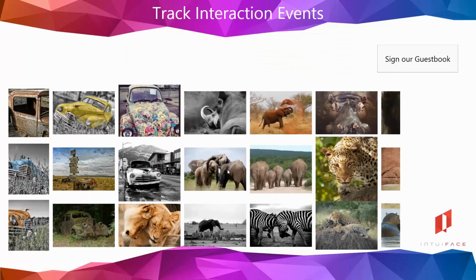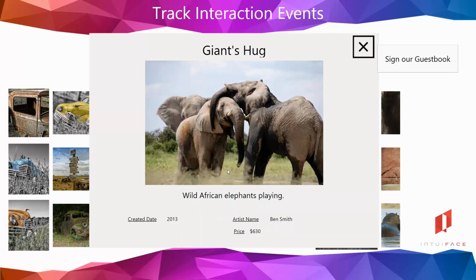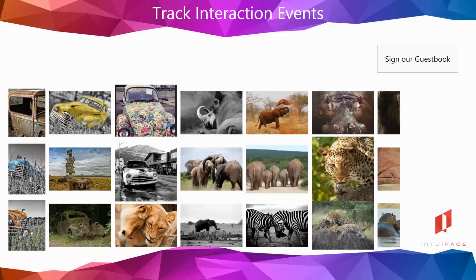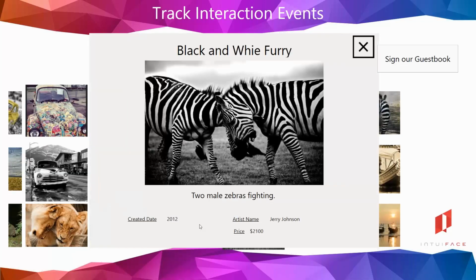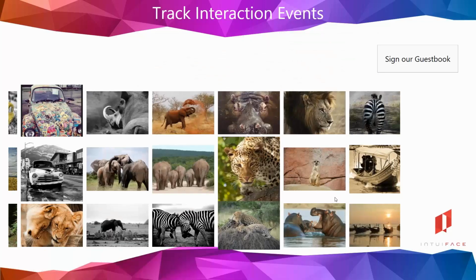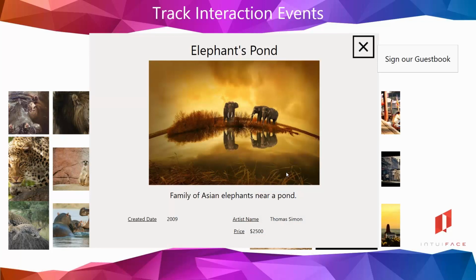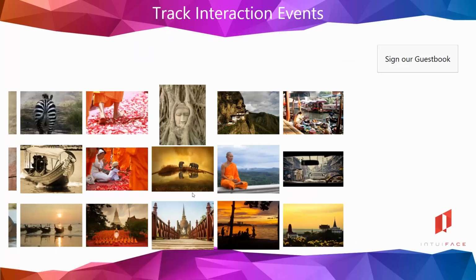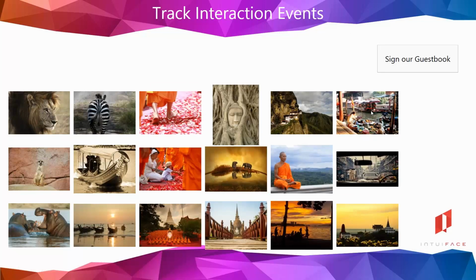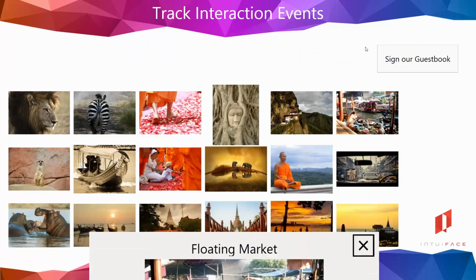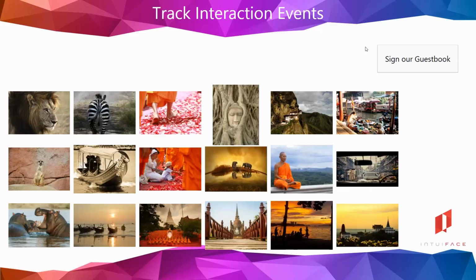Let's see, here's some elephants. Giant's hug. Zebras. Black and white fury. Here we are in Thailand. That's an awesome picture. Elephant's pond. And one more. This is a good looking one. Floating market. Okay. I think it was 5 images that I touched, which means there should be 5 data points. And we'll see. Sign our guest book.